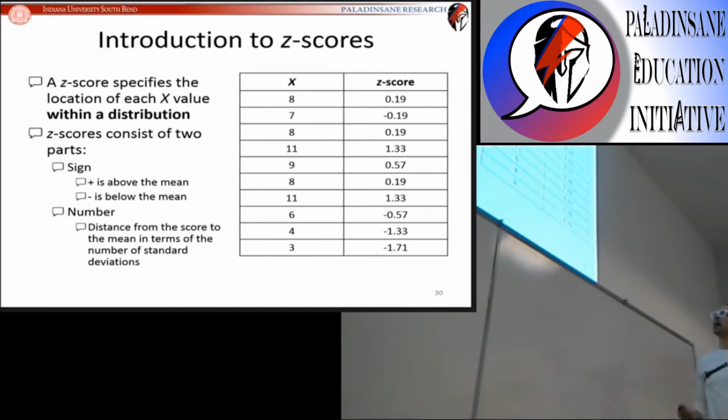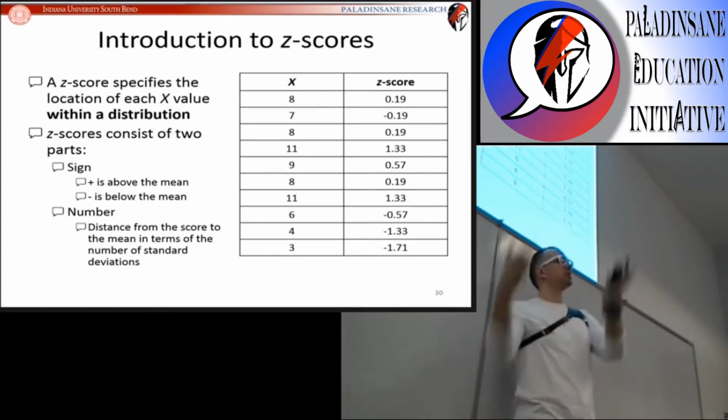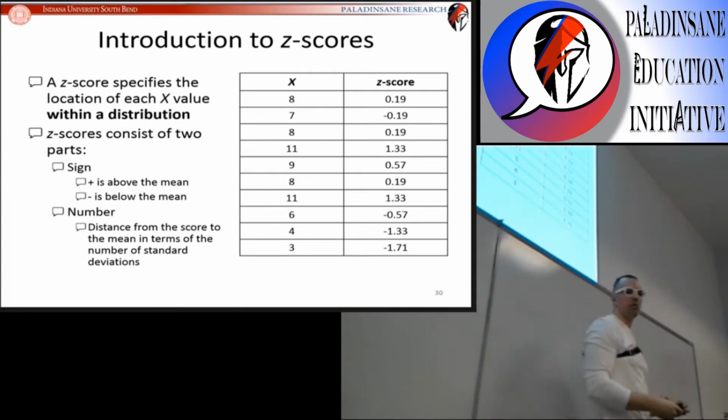So immediately I know where a score of 11 is. 11 is above the mean, and it's 1.33 steps above the mean. I know where 6 is. 6 is below the mean, and it's about half a standard deviation, 0.57 standard deviations below the mean. So not only does it tell you whether it's above or below the mean, but it also tells you how many standard deviation steps you are above or below the mean.